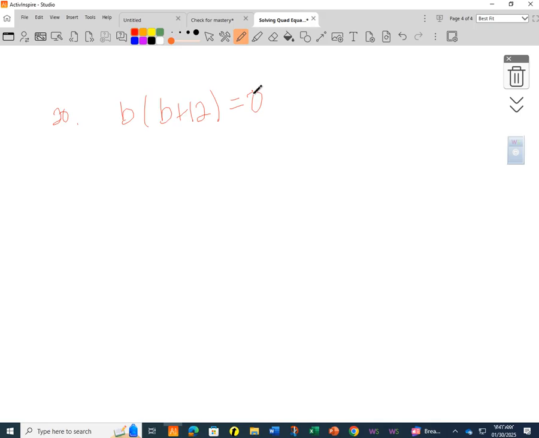Right? Is this equation set equal to 0? Yep. The next step is to factor, but isn't this quadratic equation factored already? Yeah, we know it's quadratic. B times b is b squared, right? So now all we have to do is the third step. So if it's already factored, it's super easy. So what we do is we take our factors, b and b plus 12, and set them equal to 0.